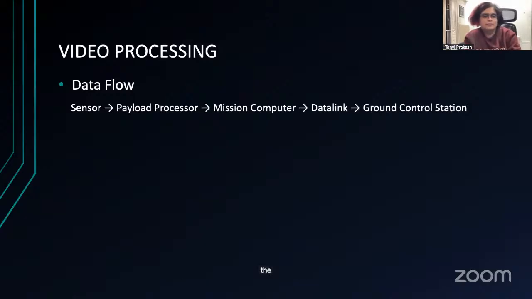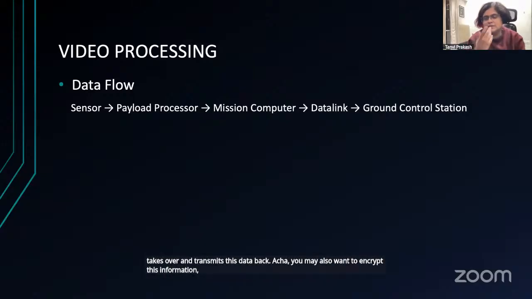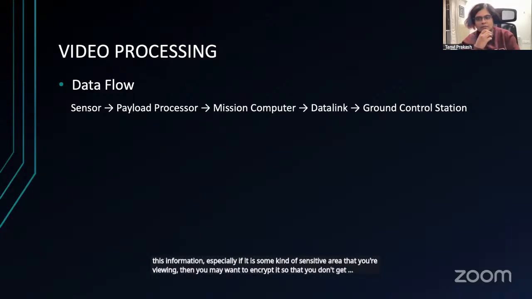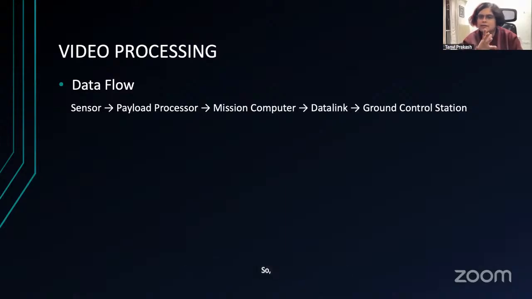So the mission computer has to put the data in a particular way so that it can be sent. It's called a protocol. And from there, the data link, or the communication link between the UAV and the ground station, takes over and transmits this data back. You may also want to encrypt this information, especially if it is some kind of sensitive area that you're viewing, so that you don't get intercepted, so that someone else doesn't get your information. So there may be encryption on the way, and data link. And from the data link, of course, there's an airborne transmitter and a ground receiver.